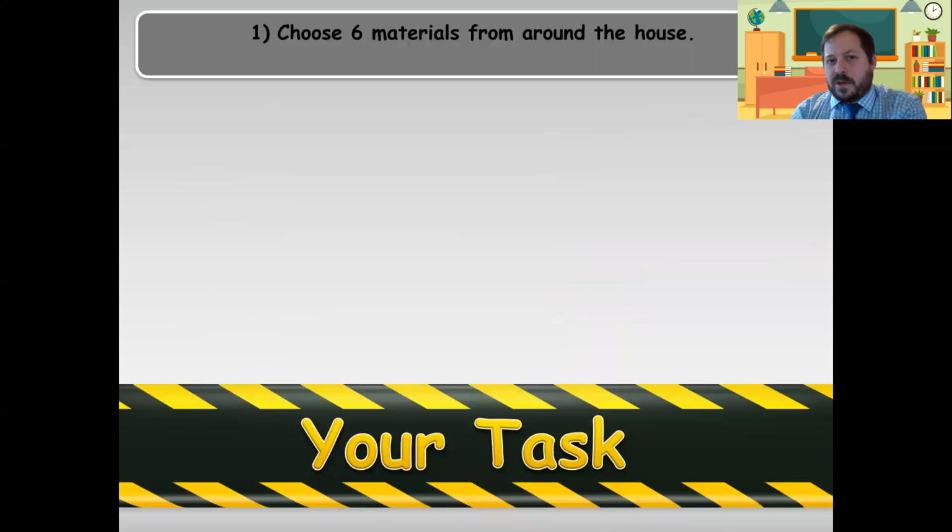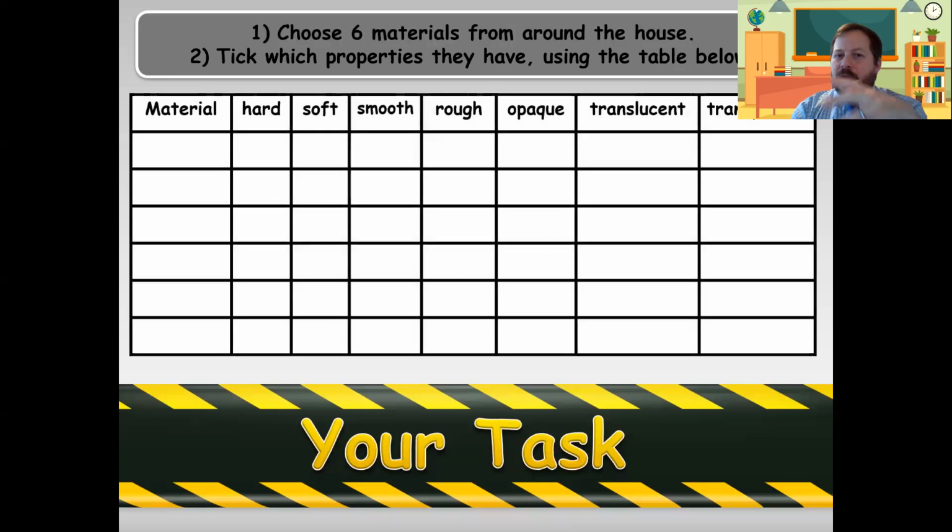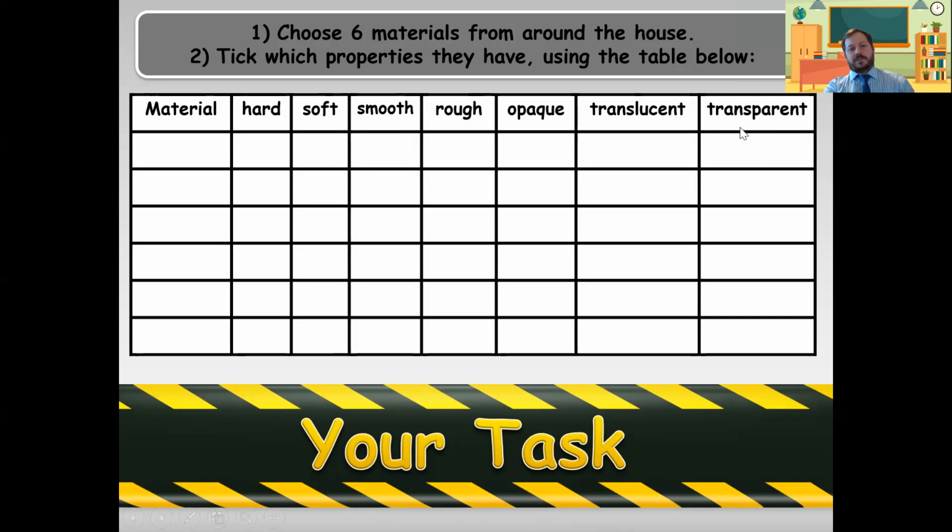So, your task. I want you to choose 6 materials from around the house, and then I want you to put them into a table like this. I want you to think about the different properties they might have. For here, we have a couple of properties. On this side here, the materials we're going to choose.